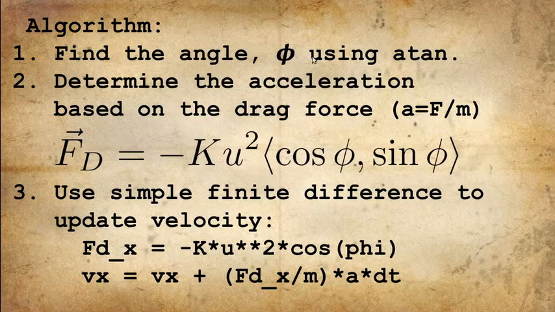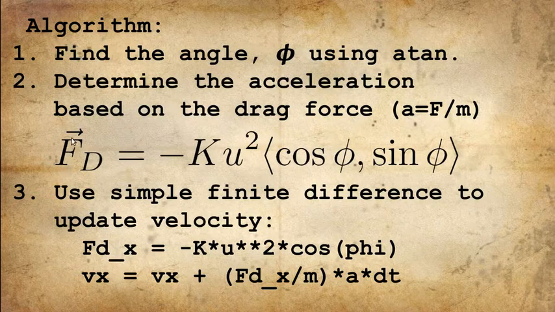Find the angle phi using inverse tan or atan. That's step 1. Move on to step 2. Determine the acceleration based on the drag force. And we're just using Newton's second law here. I can find accelerations force by force here just looking at the drag force. A is the acceleration due to drag. That'll be equal to the force due to drag divided by the mass of the rocket. And this mass, don't forget, eventually will be changing in time, but in our code right now is just a constant.